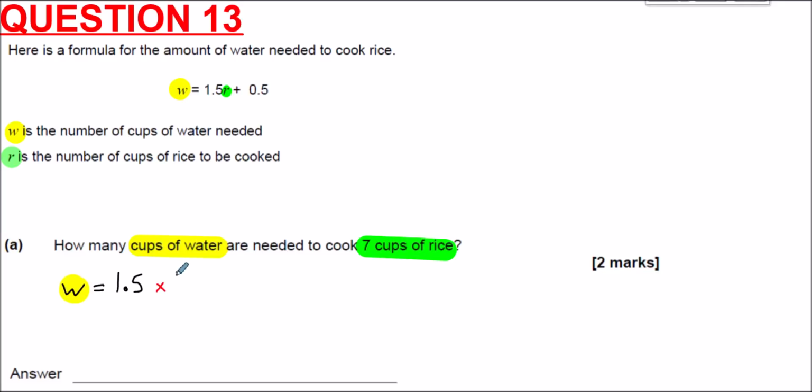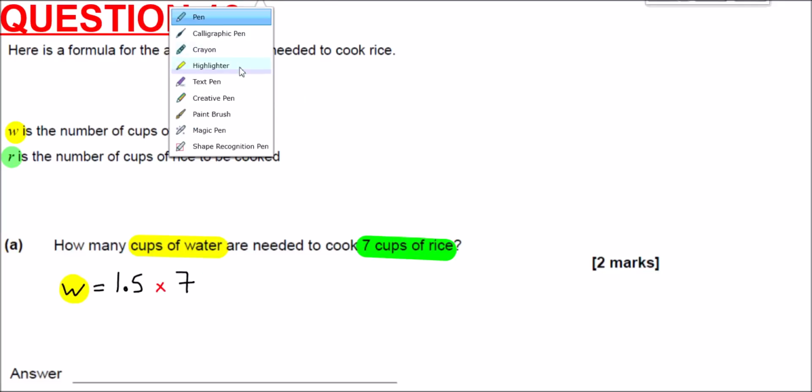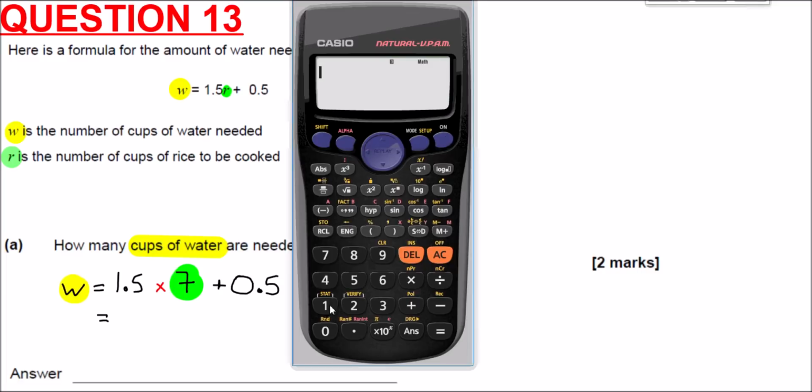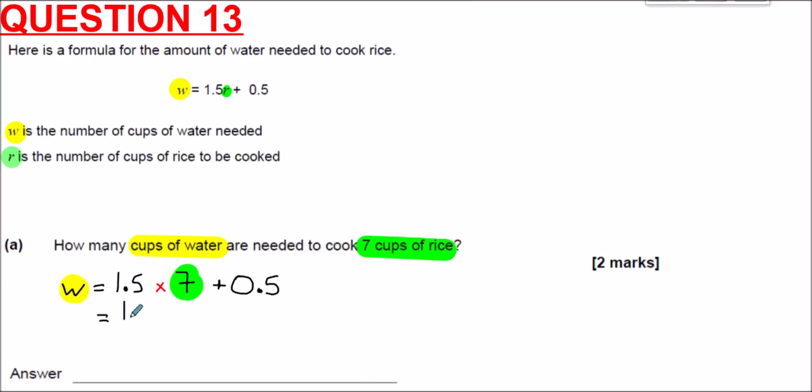And so we do 1.5 multiplied by 7, and then we add on 0.5. So if we do that calculation, 1.5 multiplied by 7 plus 0.5, you should find that we need 11 cups of water. So the answer to part A is we need 11 cups.